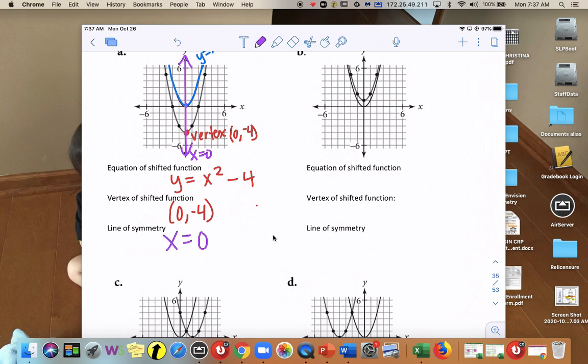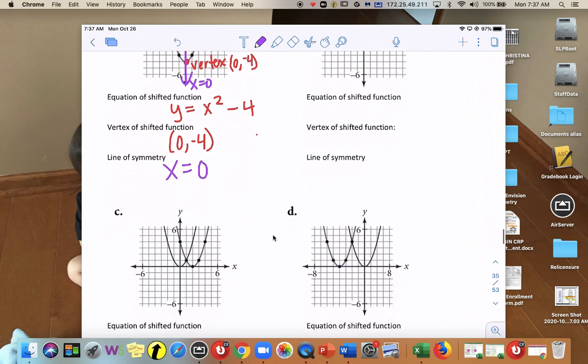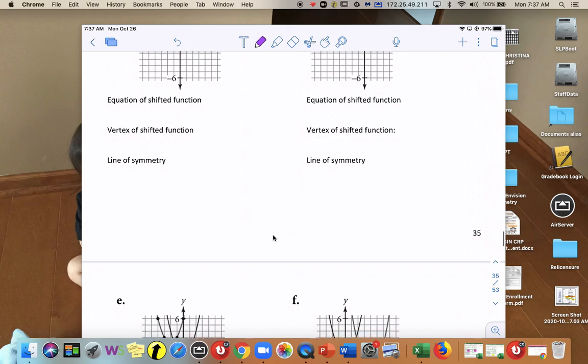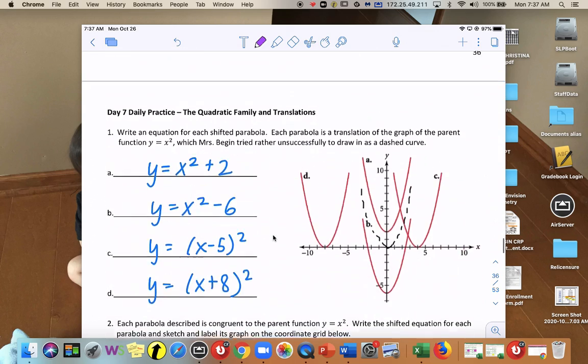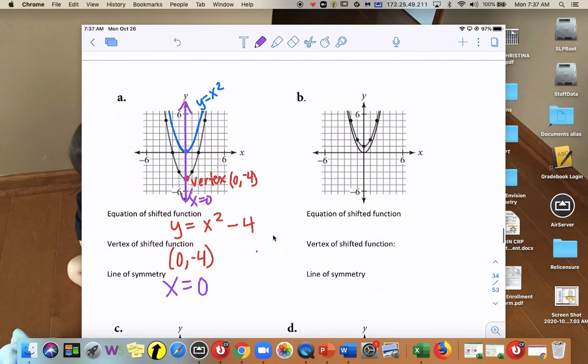All right, let's do just a few more. We'll do B and C, and then I'll have you guys pause the video, and there's several of you to try, and then we will summarize, hopefully, what you have found investigating these shifts of our x squared function.